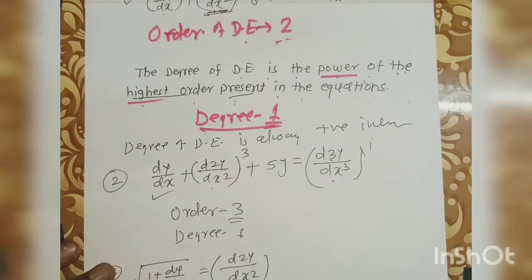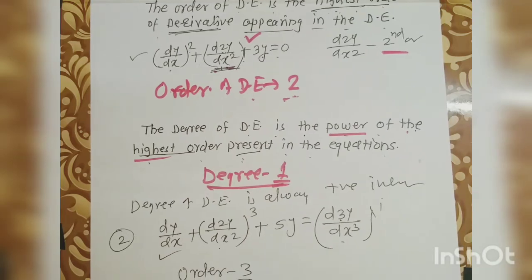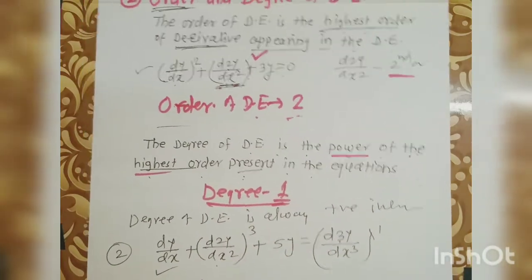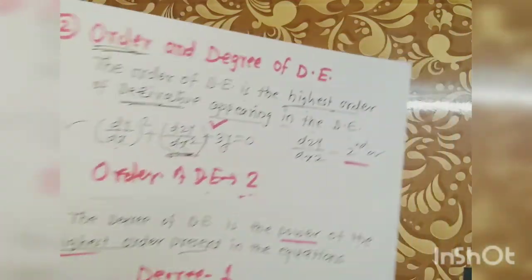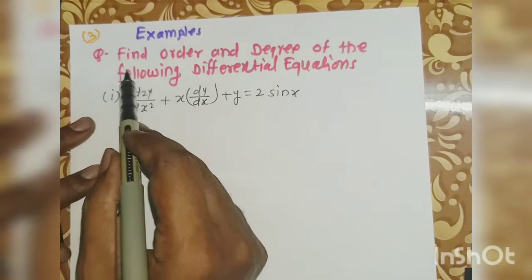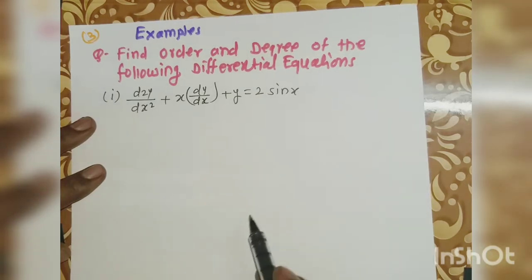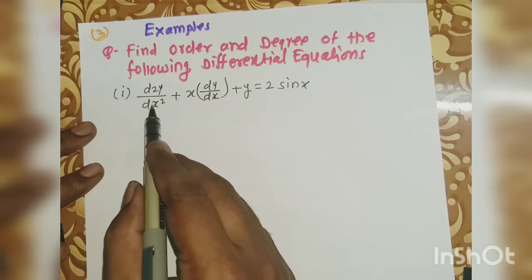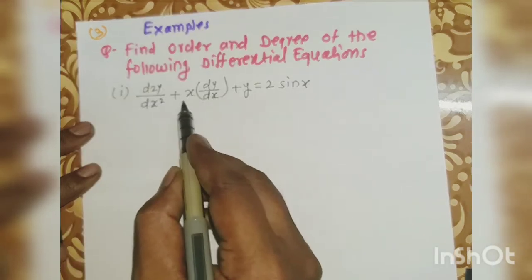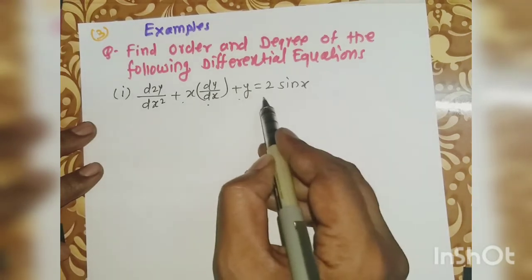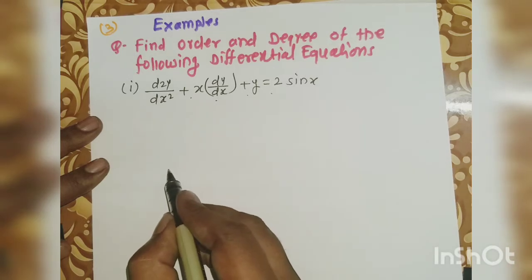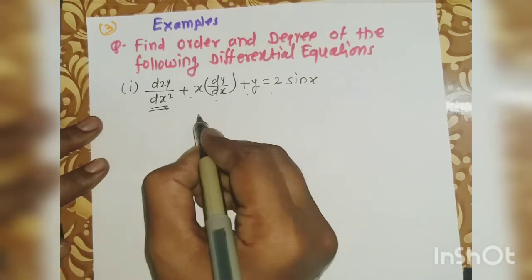In this way, very simple questions in MCQ type questions ask what is the order and degree of the differential equation. We solve some examples in exercise 6.1. Now the question is find order and degree of the following differential equation. First example in exercise 6.1 is d2y by dx square plus x dy by dx plus y is equal to 2 sin x.